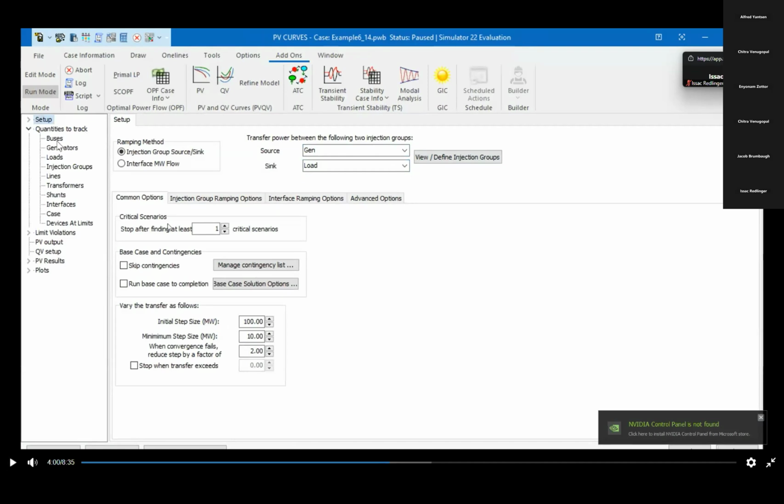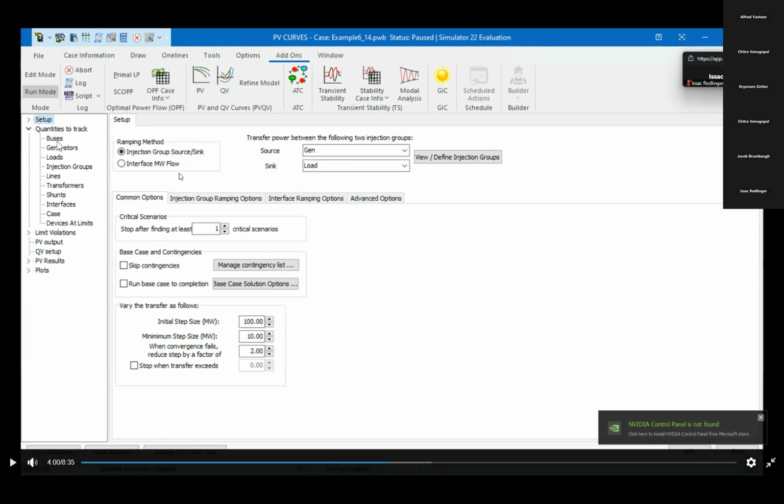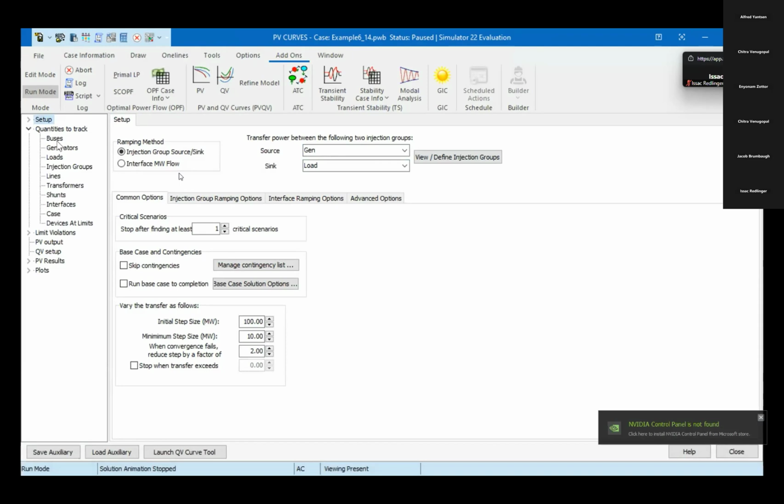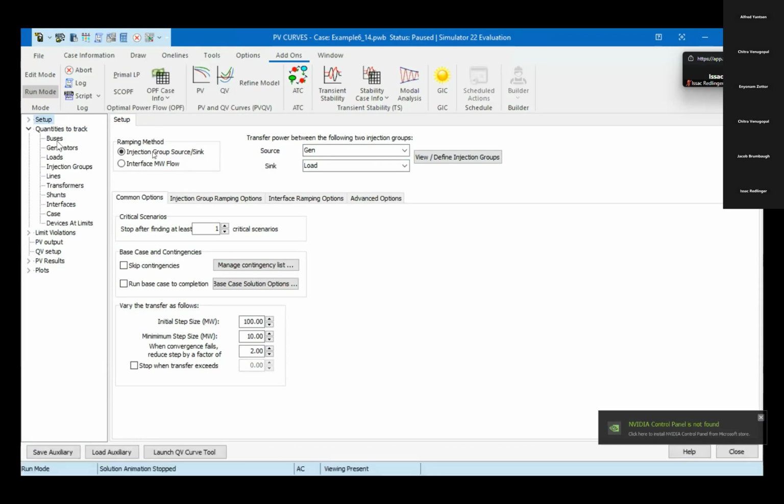Before going to the quantity, let me explain what these things look like. The first thing we are looking at here is the injection group. In the injection group, we select what the sources are, what the loads are, and everything. Next, we can also select interface megawatt flow. When you select interface megawatt flow, you are selecting the incoming power from other buses or from another transmission line. When you say injection group, you should specifically mention the generator and the load.